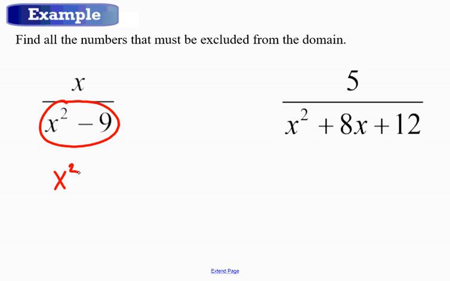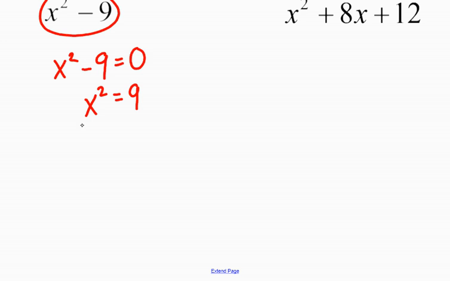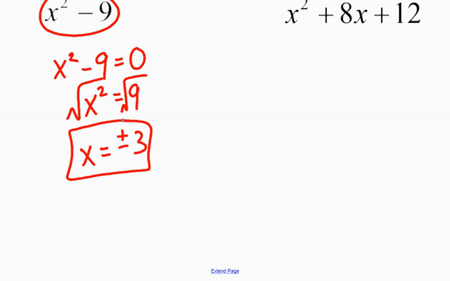So for the first one, I want to know when is x squared minus 9 going to equal 0? Well, if I solve by adding 9 over, I'd get x squared equals 9. And then I can take a square root of both sides. And I would get x equals, well, when I take a square root, I get plus or minus 3. Those are the values I need to exclude from picking.